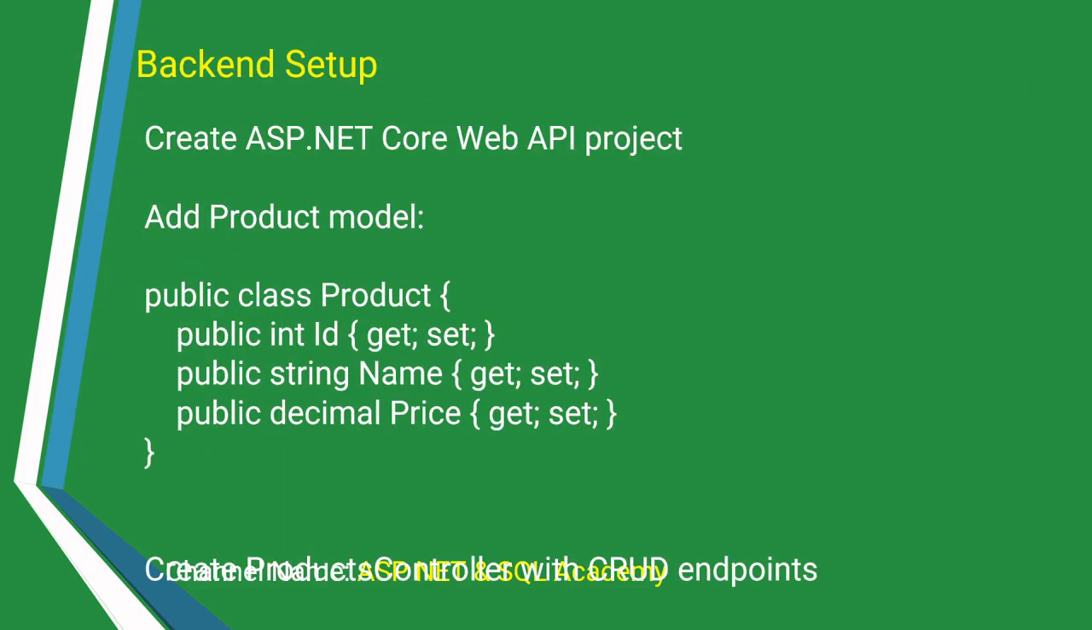Start by creating the backend API. Define a product model and implement CRUD endpoints in a products controller. Use Swagger to test your API before connecting the front end.